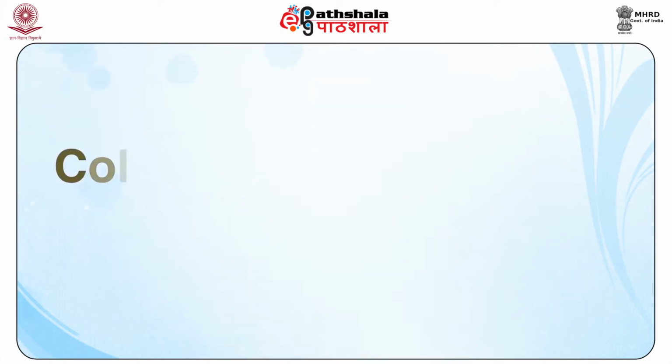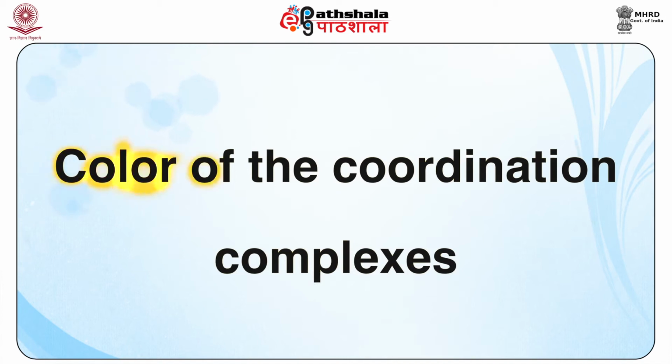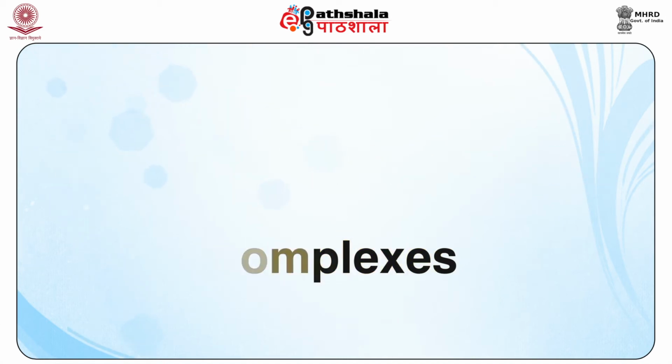The various other examples include copper sulfate pentahydrate, a complex of copper, blue in color, also Prussian blue dye, which is a coordination complex of iron, etc. The color originated is actually due to electronic transitions occurring between the various energy levels, with the gap equivalent to the energy of the visible spectrum. We will discuss color of the coordination complexes.